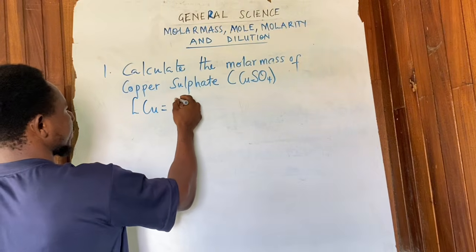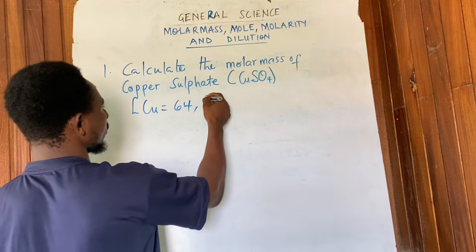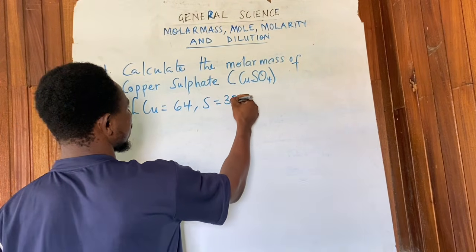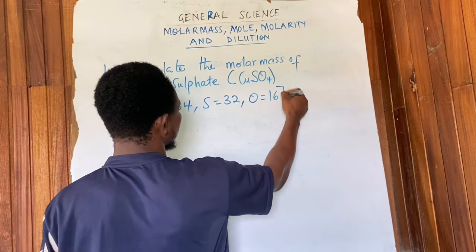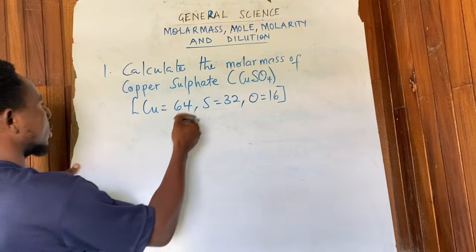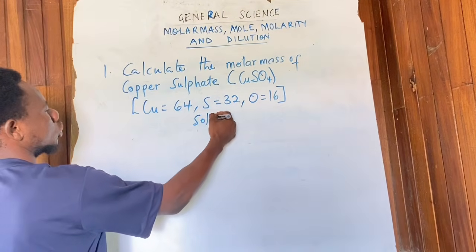Copper here is 64, sulfur is 32, and we are taking oxygen as 16. So let's solve.